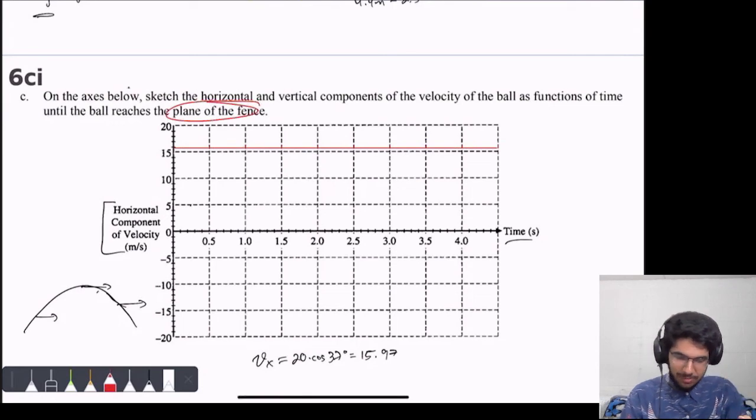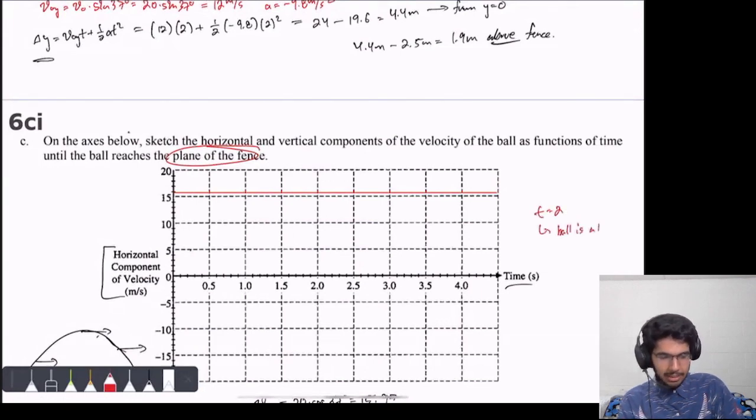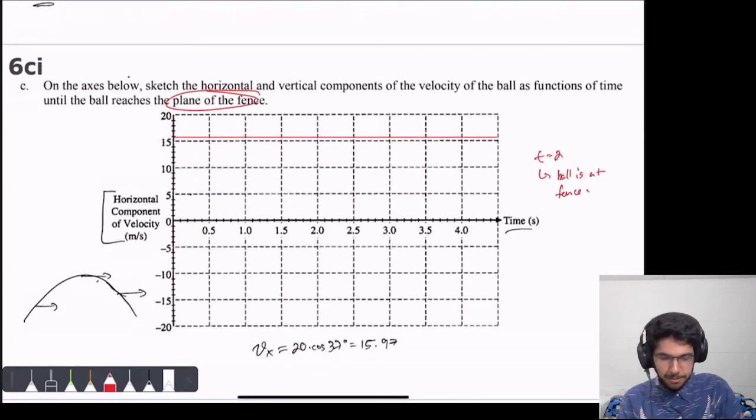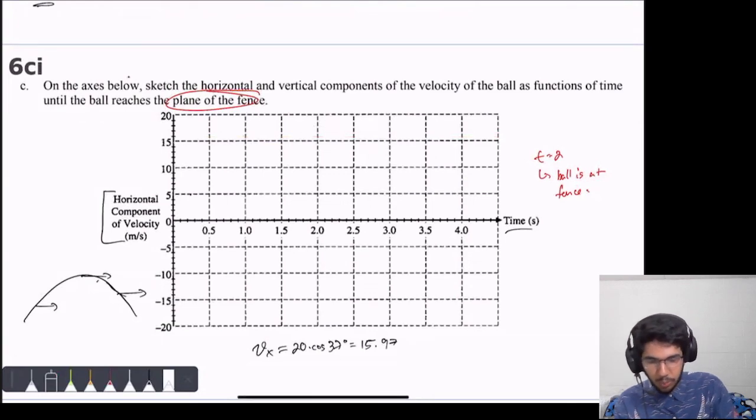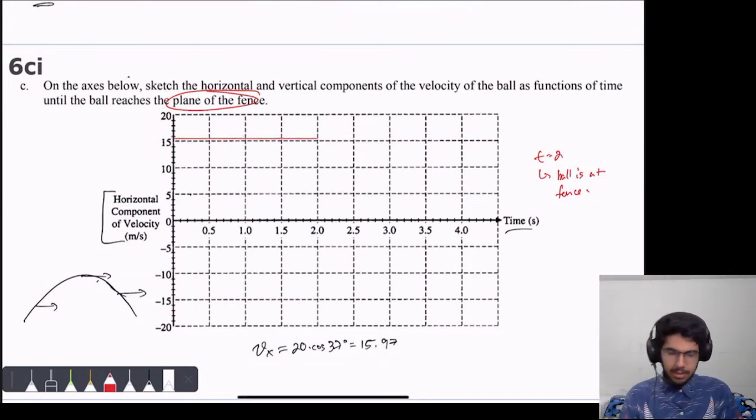So at some time t, which in this case is t equals 2, the ball is at the fence. So we don't want to draw the entire graph, we're only going to draw until t equals 2. Right? Because at that point, the ball reaches the plane of the fence, and it's not asking us to sketch beyond that. So that's that.